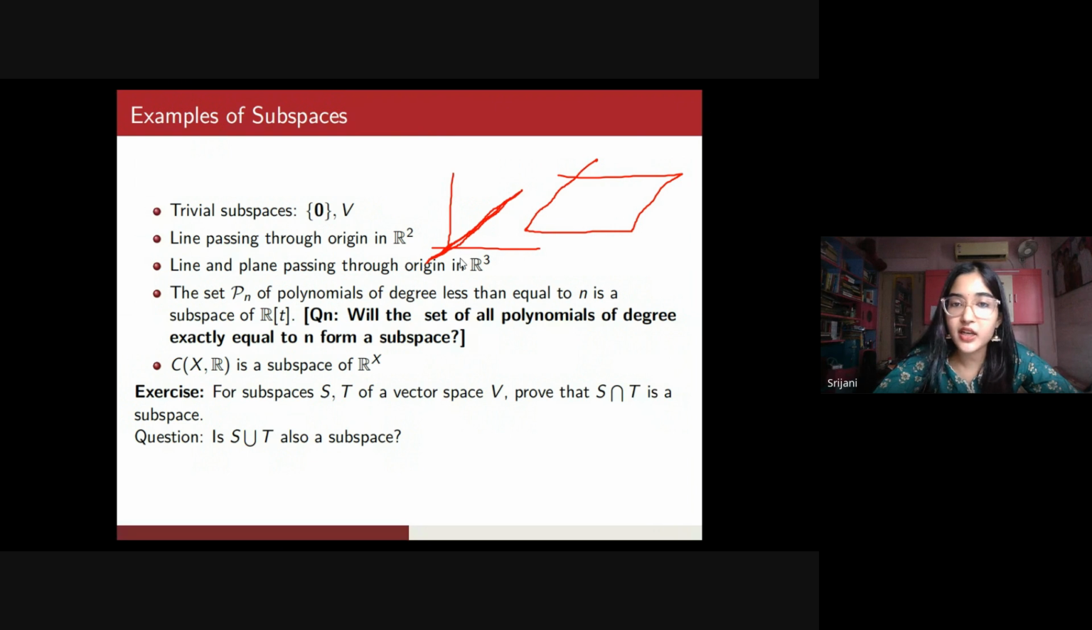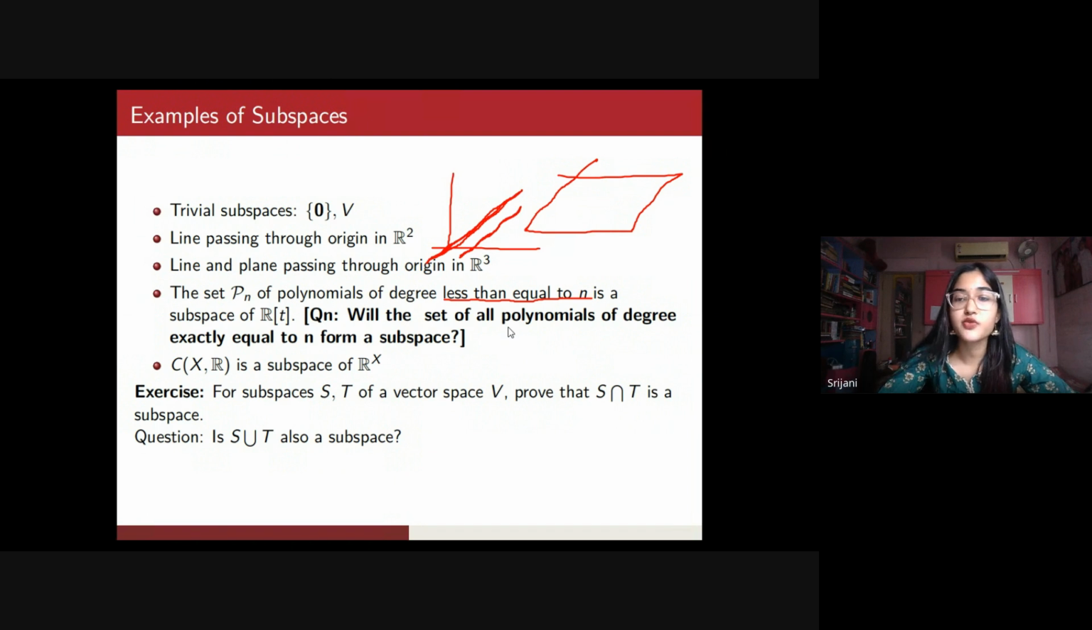What about a line parallel to this? It is not passing through origin, so it will not form a subspace. Now the next example. We have seen the example of the set of all polynomials, but now we take the set of the polynomials of degree less than or equal to n. So that will form a subspace. You add any two degree n polynomials, it will give a polynomial of degree less than or equal to n.